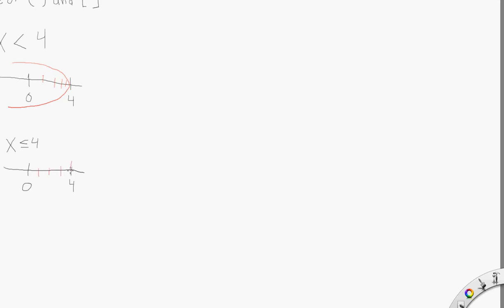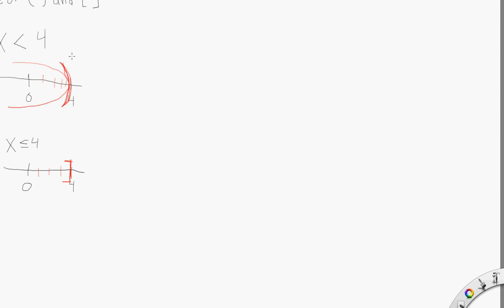4 is less than or equal to 4. And that's why we use the parenthesis or the bracket. So there's the bracket, and up here is the parenthesis.